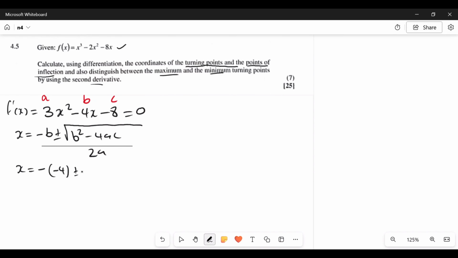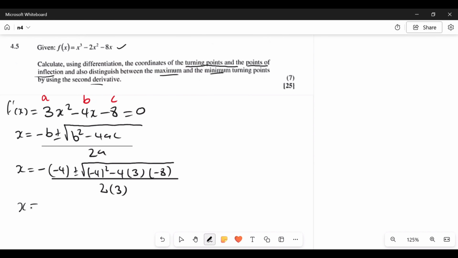Plus or minus, and then we put it inside the square root there. So that is going to be negative 4 squared minus 4 multiplied by a, our a, which is 3 there, multiplied by c, or c, which is negative 8. And then all this is divided by 2a, but a is 3. There we go. So from here, we can use a calculator.